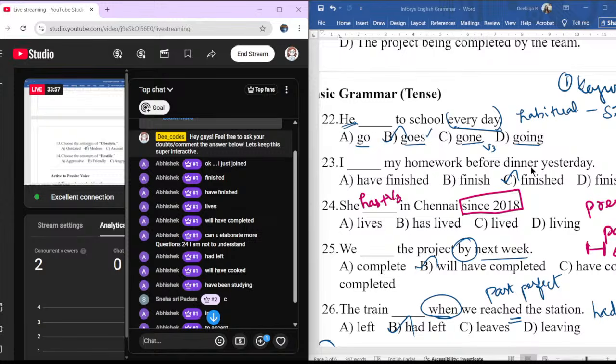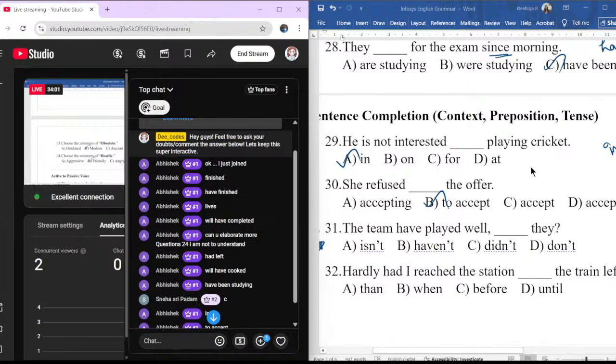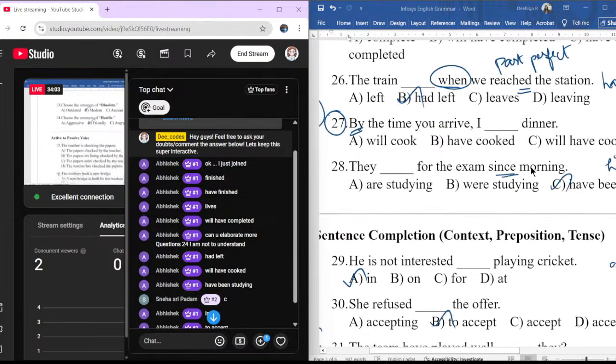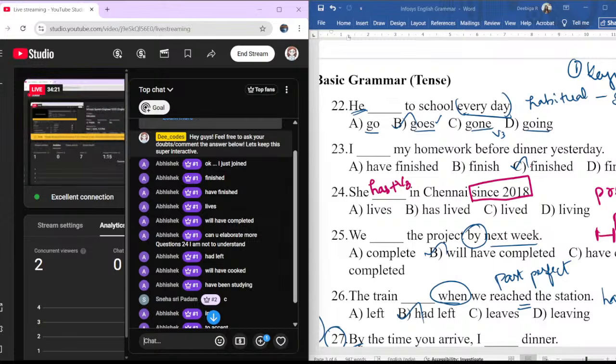Now, you've also answered for live. Let me see. Okay. She lives in Chennai since, you've told lives. Lives is just in the present. When you talk about the present, she lives in Chennai. She was born in Chennai and she lives in Chennai. That is not a problem. But here they've given you a keyword, since, so you have to go with perfect tense, not present tense.